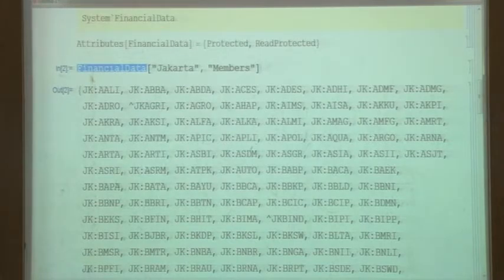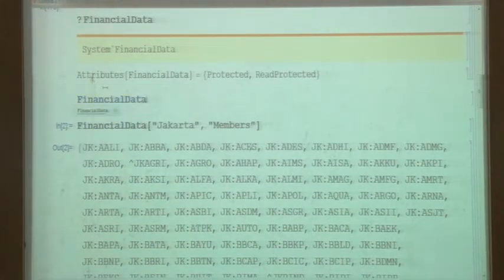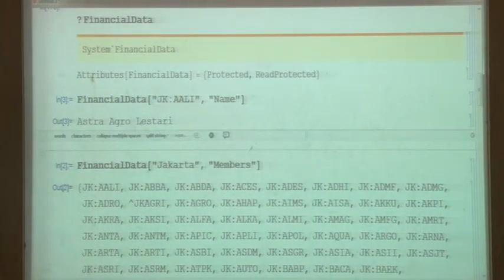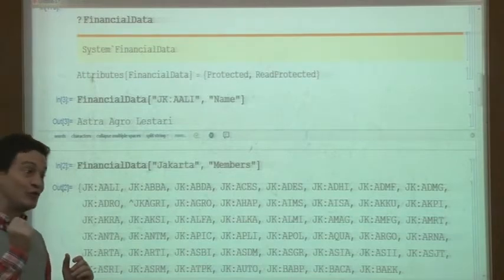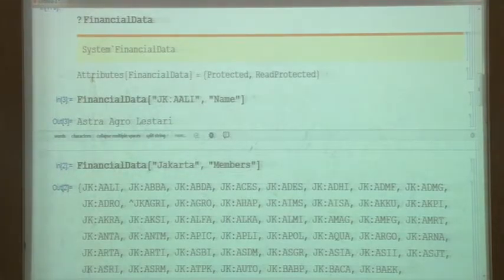And let me try now this. Financial data, and the name, let's say JKAALI, and I'm gonna ask for name. Okay? Understood? I'm just trying to follow the help, the step by step. But of course, what I need to do is apply this function to all the stocks in the Jakarta Stock Exchange. You guys already know how to do that because I have taught you how to use pure functions and mapping, right? Alright, good luck.